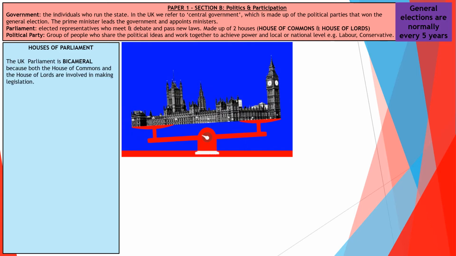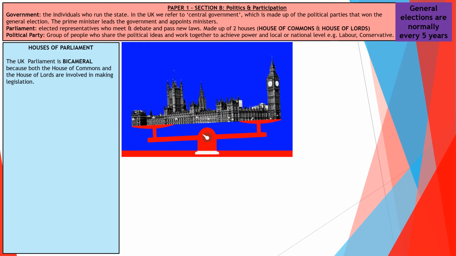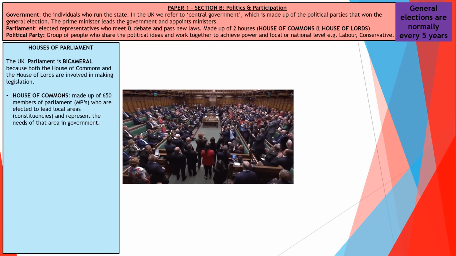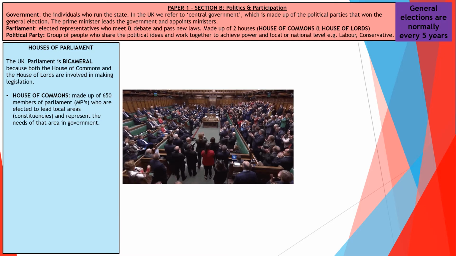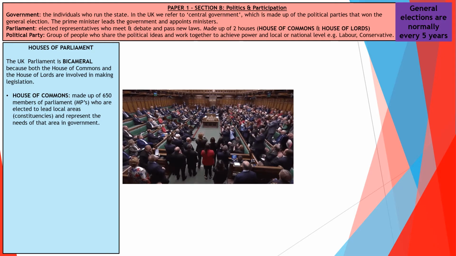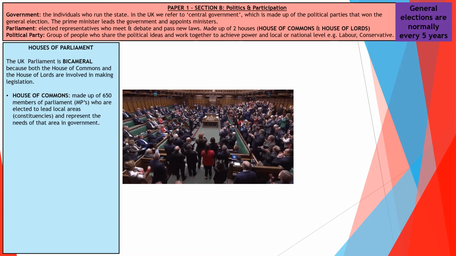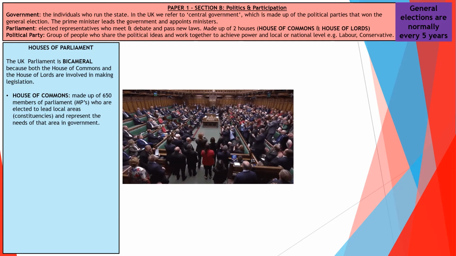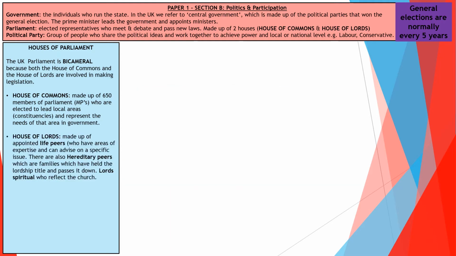Now, the Houses of Parliament are bicameral, which means that it has 2 parts. As we mentioned, the House of Commons, the House of Lords. These are both involved in legislation. The House of Commons is made up of about 650 members of Parliament who are elected to run and lead the government. They represent local areas and they often will reflect the needs of the people who voted them into power, their constituency.